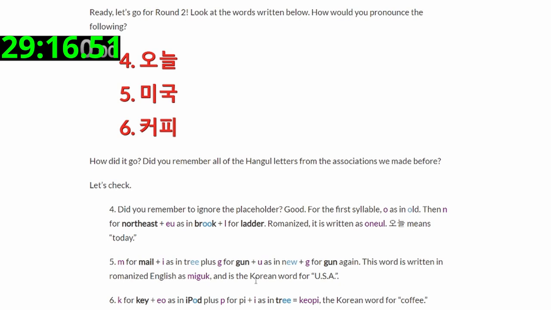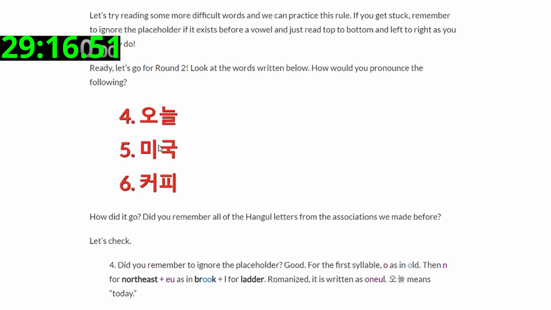Okay, so this is M, this is E, this is G, as in gun. Oh, okay, yeah, I remember that. This makes the gun shape. And then this one, it's the oo sound. So M, E, goo. Miguk. That's the Korean word for USA.